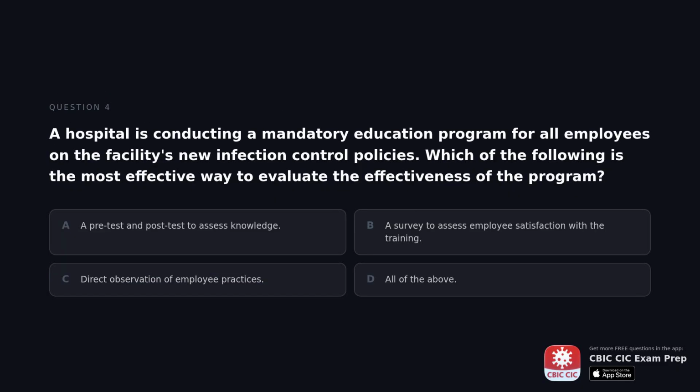A hospital is conducting a mandatory education program for all employees on the facility's new infection control policies. Which of the following is the most effective way to evaluate the effectiveness of the program? A. A pre-test and post-test to assess knowledge. B. A survey to assess employee satisfaction with the training. C. Direct observation of employee practices. D. All of the above.